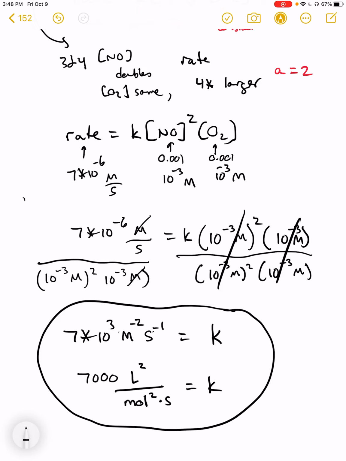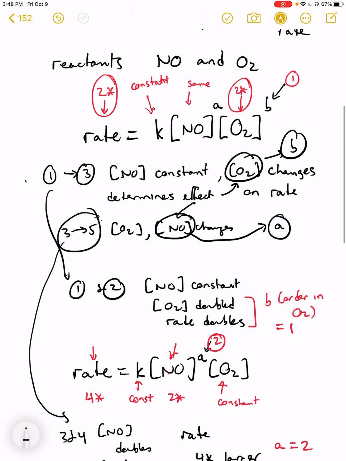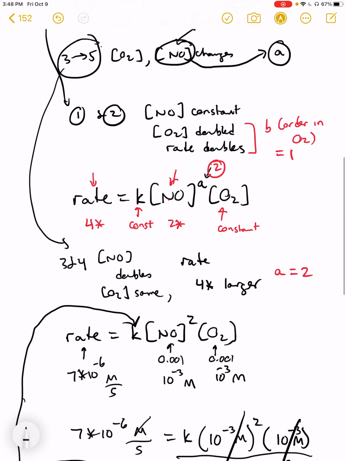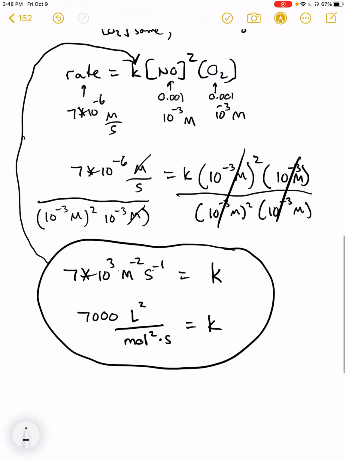So that's how I would determine the rate law. So my rate constant K, and either of those would be that form right there. And I should be able to get this same result for K using any of those other 4 sets of experimental data also. So that's how you determine a rate law using the method of initial rates.